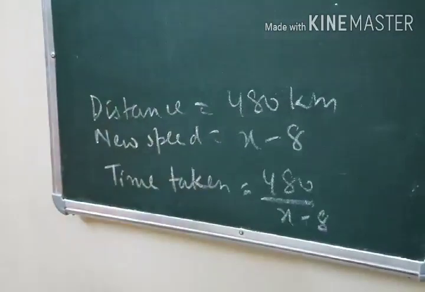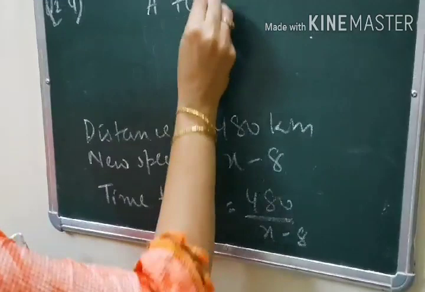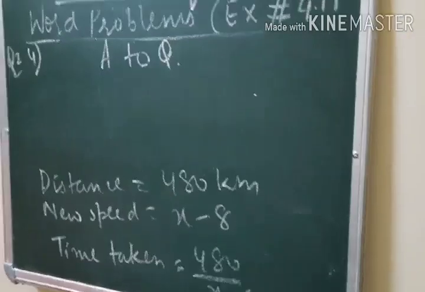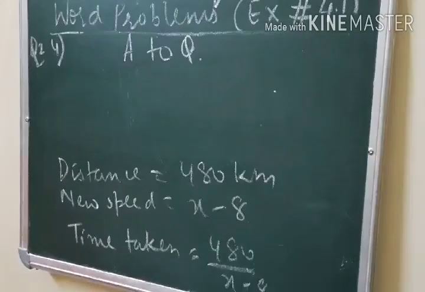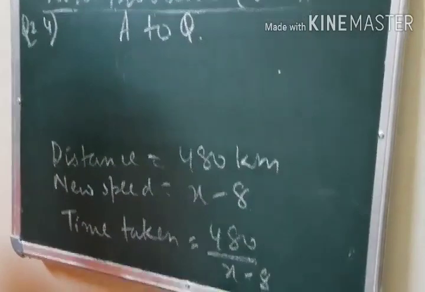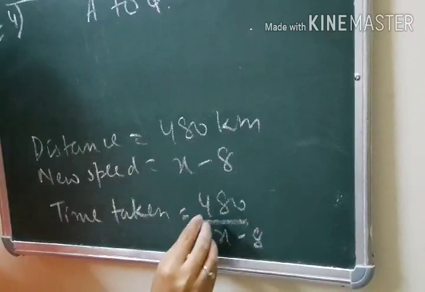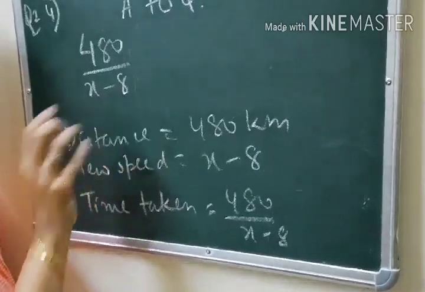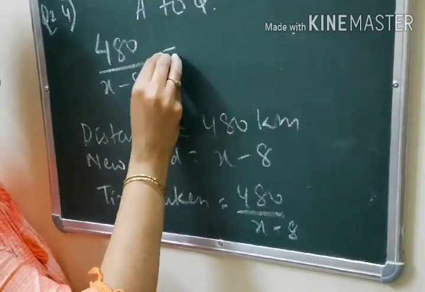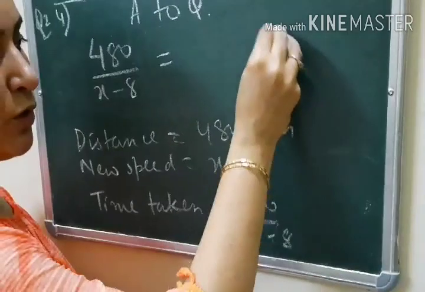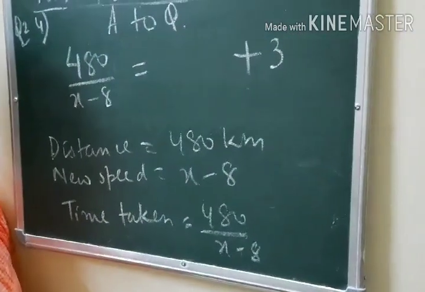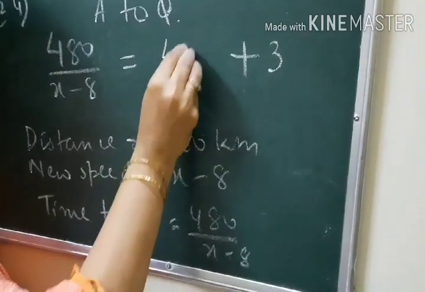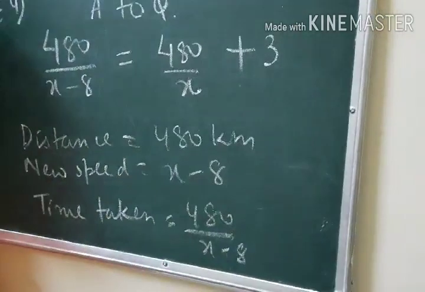Now what is given according to the question? If the speed had been 8 kilometers per hour less, then it would have taken 3 hours more. With the speed x minus 8, the time is 480 upon x minus 8, and this is equal to 3 hours more, that is plus 3, than the time the train takes with the speed x. So it would be 480 upon x plus 3. Is it clear?